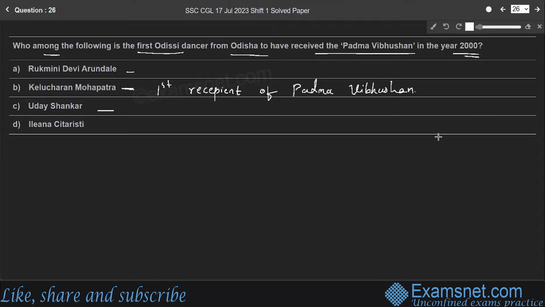Whereas Ileana Citaristi was a dancer in Chhau and Odissi, right? She won the Best Choreography Prize at the 1995 43rd National Film Awards for Yugant. She received the Padma Shri Award in 2006, being the first dancer of foreign descent to do so, right? So here, Kelucharan Mohapatra was the first Odissi dancer who received the Padma Vibhushan Award in the year 2000, right? First recipient of Padma Vibhushan. So option B is the right answer.